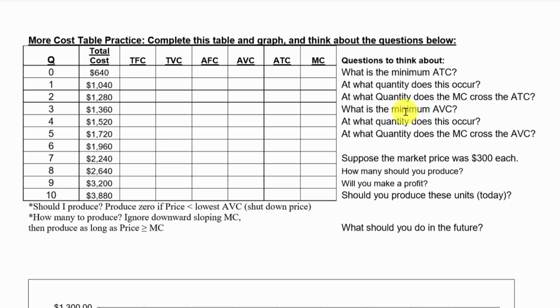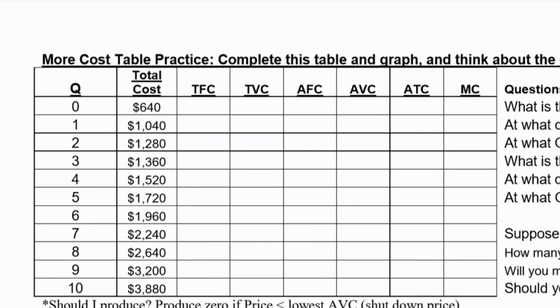So the goal is to be able to take a total cost table, like the one we were looking at in the graph before, and from just this information, be able to calculate all these other measures of costs for a firm: total fixed cost, total variable cost, average fixed cost, average variable cost, average total cost, and marginal cost. There are just a couple of key points that you need to know in order to fill out a table like this. The first thing is total fixed cost, TFC.